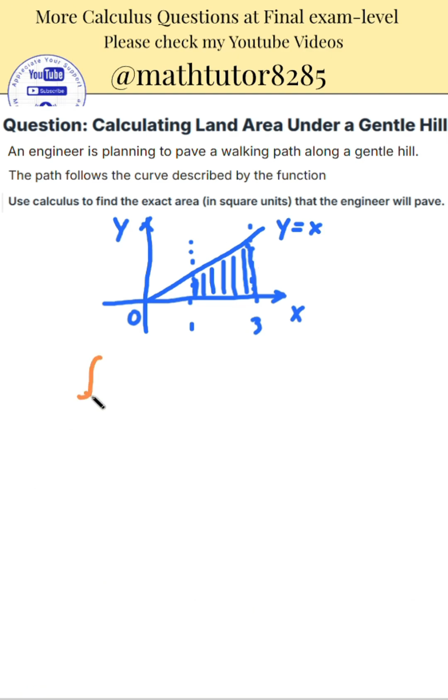Next, set up the integral. To find the area, we use a definite integral. That means we will add up an infinite number of tiny vertical strips underneath the curve y equals x, starting from x equals 1 and ending at x equals 3.